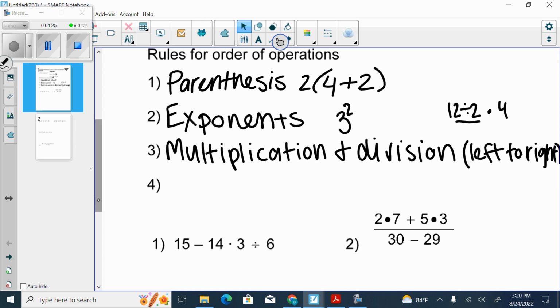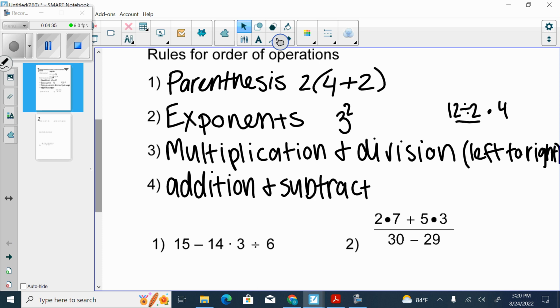Very good. And again, the way we decide which one of those we would want to do first, if they're both in the equation, is we just work from left to right, like we're reading a book. Okay? Sounds like a plane taking off.